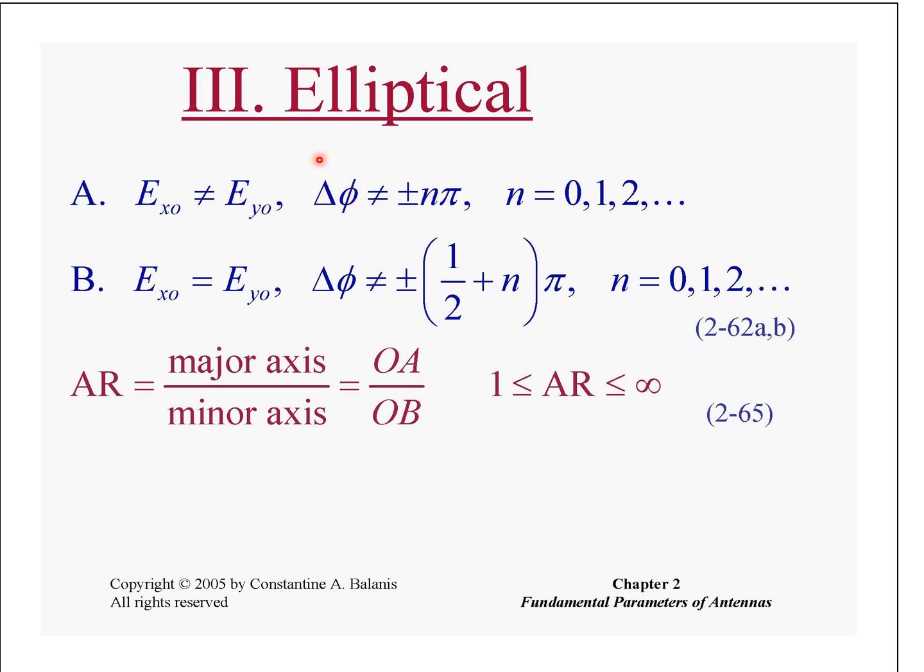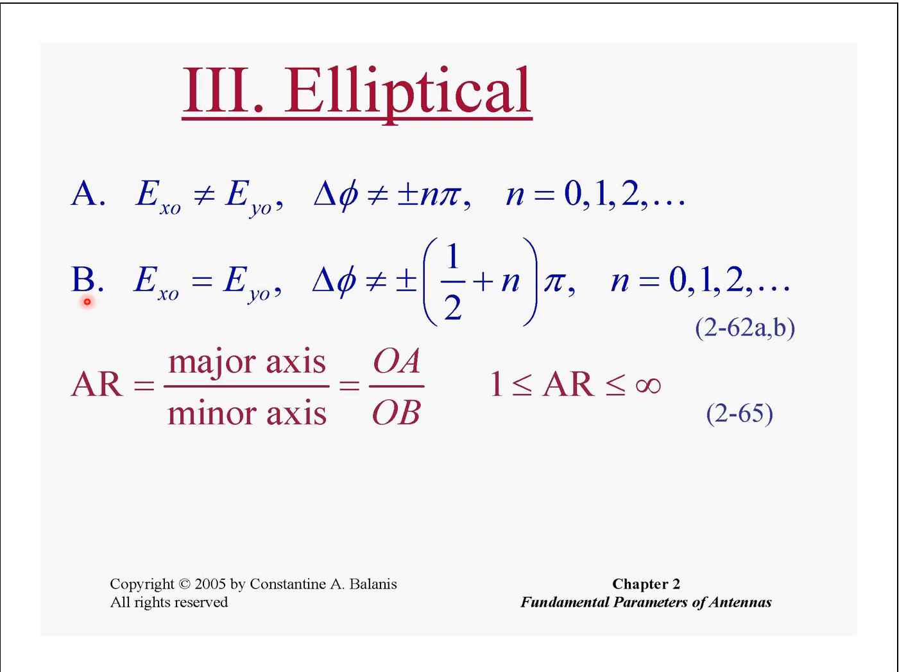Third, elliptical. Elliptical polarization can be achieved. Generally, the wave polarization is elliptical, and the first condition is that the x component of the wave should not be equal to the y component, whatever the phase angle difference is. There is no restriction on the relative phase difference between the x and y polarized components, but if one component is not equal to the other component, then the wave will be elliptically polarized.